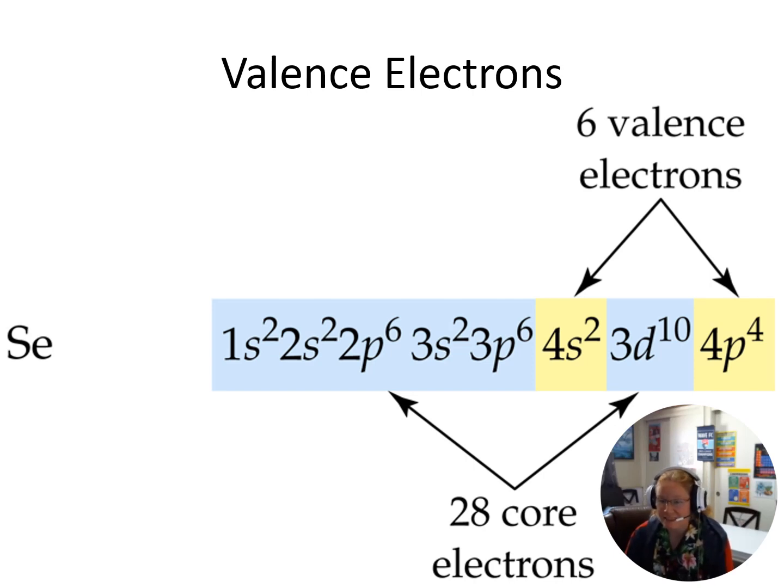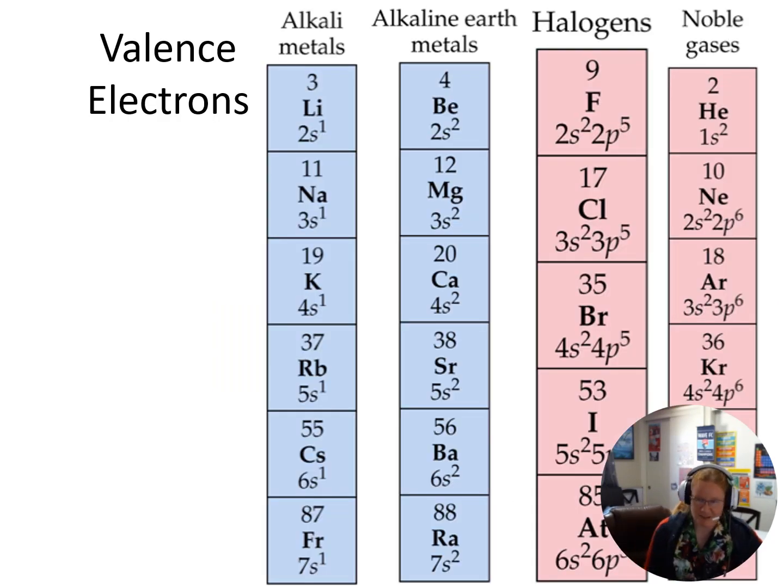Or something like selenium is past the transition metals, so it's in group 6A, it still just has 6 valence electrons, and those d electrons aren't touched at all. Okay? And so you can see we've got these valence electron configurations that look very similar as we go from period to period.